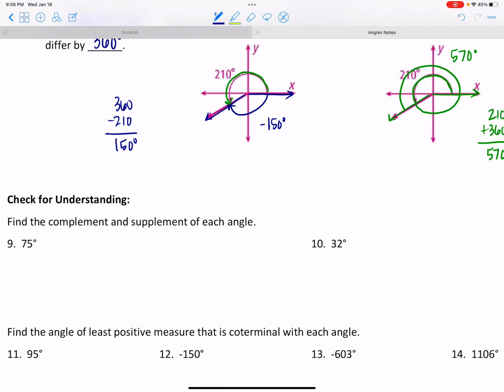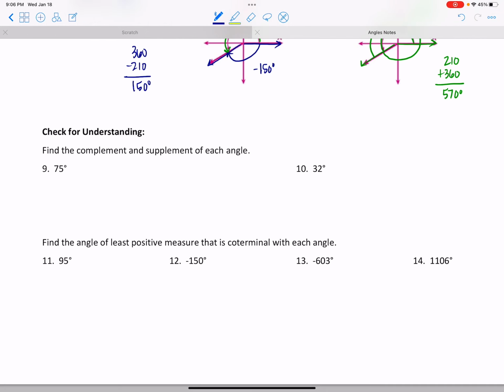Hopefully that makes sense. Now let's do a little bit of math here to make sure that we've grasped this. Again, this would be a good place for you to pause the video if you want to try this out. But if I said find the complement and supplement of an angle, we should be able to handle this. Remember, complementary angles make 90, and supplementary angles make 180.